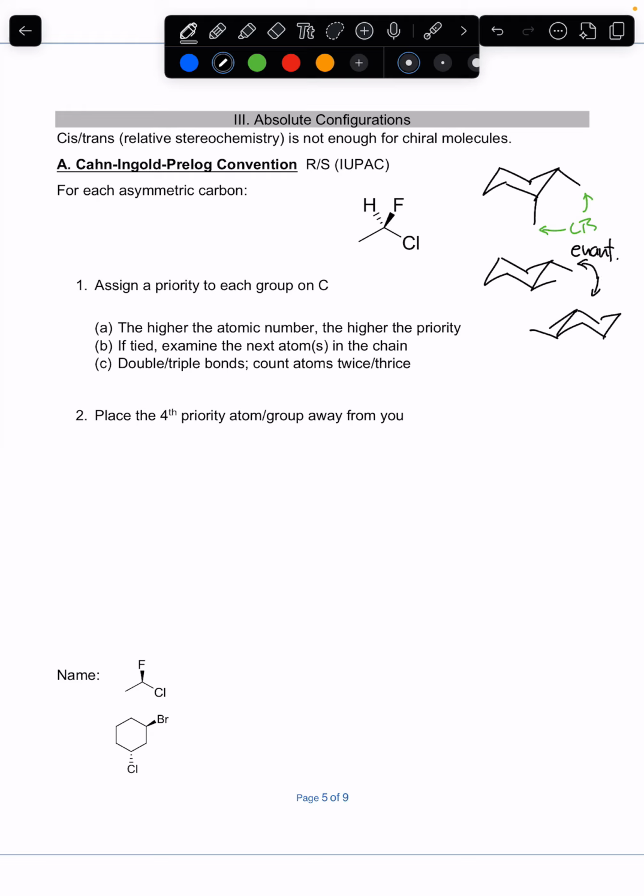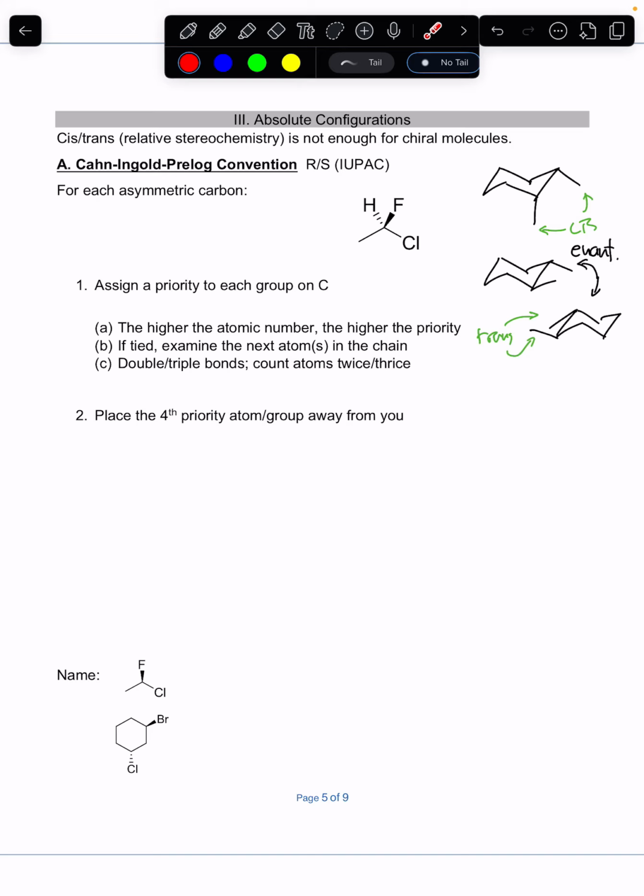These are enantiomers of each other, and so for me to say that this is trans is not enough to describe which of these enantiomers we're talking about. So we need a way of describing absolute stereochemistry. Relative stereochemistry is not enough for chiral molecules. So we use the Cahn-Ingold-Prelog convention, which is the IUPAC convention, the International Union of Pure and Applied Chemistry, to assign either R or S configuration to each chiral center.